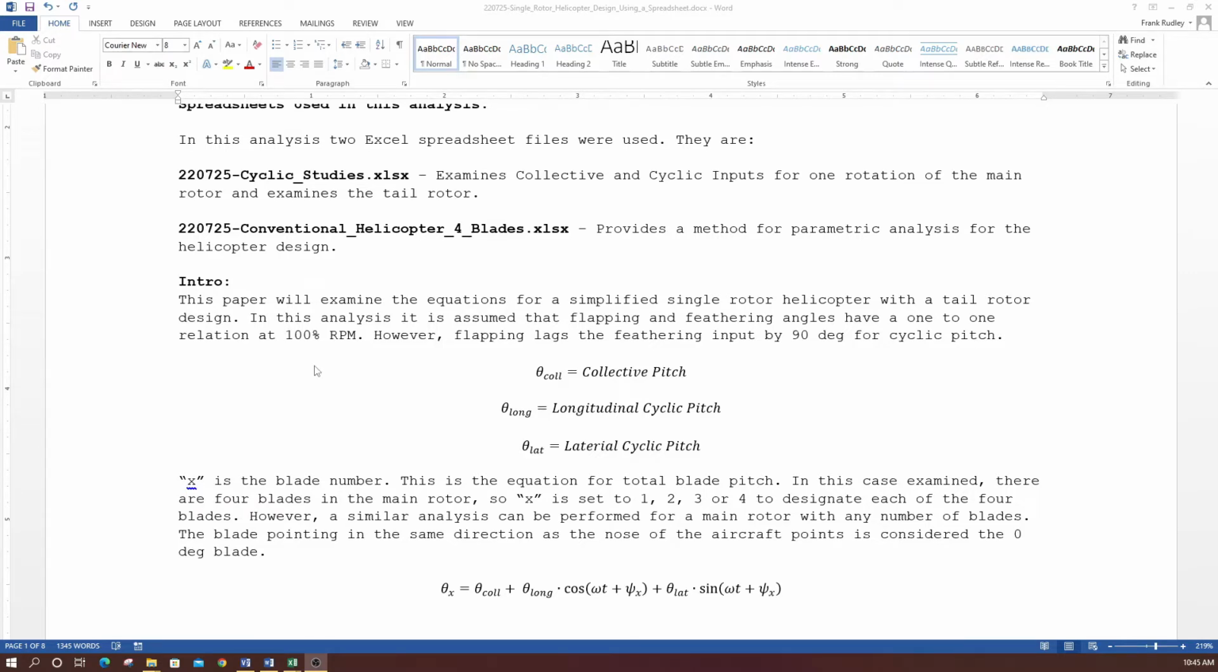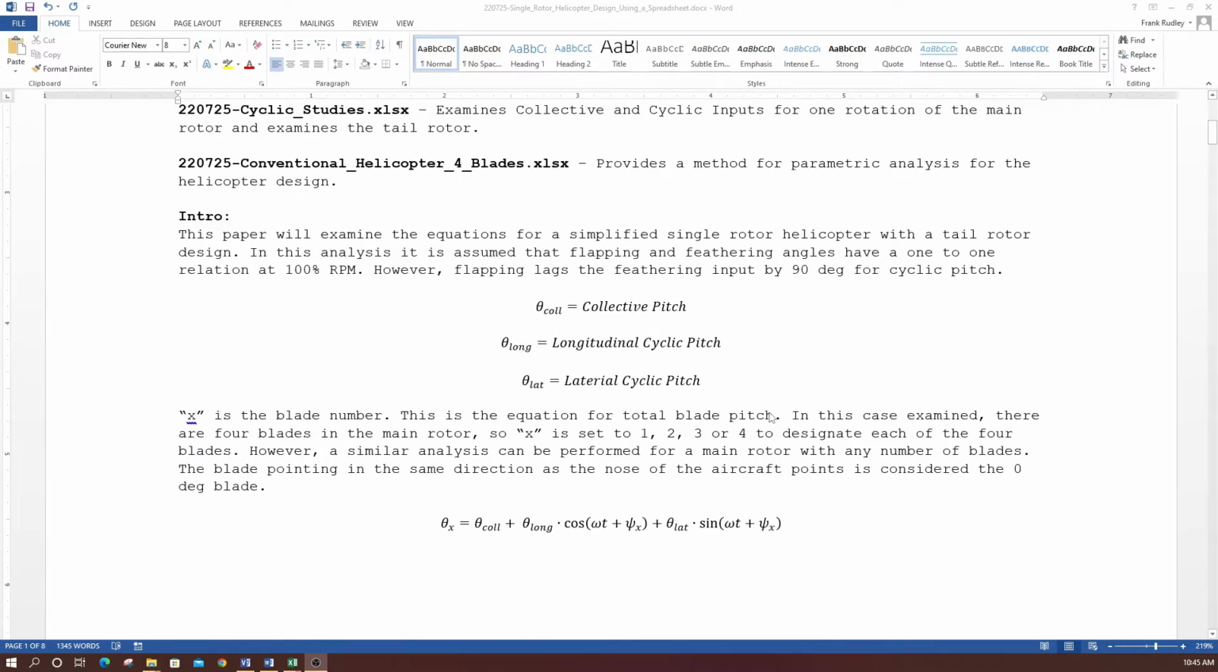So for our main rotor, there's three inputs. We call theta COLL the collective pitch input, and that's where all the blades have the same angle. And then we have theta long, our longitudinal cyclic input, and that would allow us to control forward and aft motion on the helicopter through the main rotor system. And then we have lateral cyclic pitch, and that would allow us to provide the left and right motion.